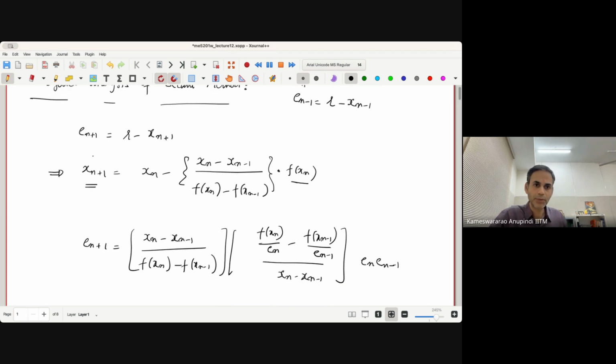Now, if you substitute for this x_{n+1} in here and simplify, and do a little bit of algebra by multiplying and dividing with x_n minus x_{n-1}, essentially this quantity, then you are going to get E_{n+1} as x_n minus x_{n-1} divided by f of x_n minus f of x_{n-1}, times f of x_n by E_n minus f of x_{n-1} by E_{n-1}, divided by x_n minus x_{n-1}, which is basically multiplied and divided, and then you get a product of E_n times E_{n-1}.